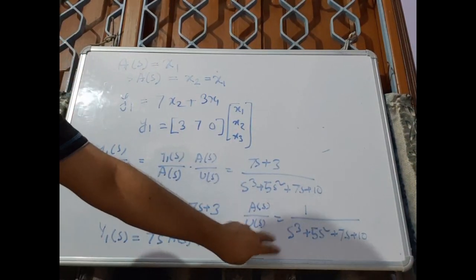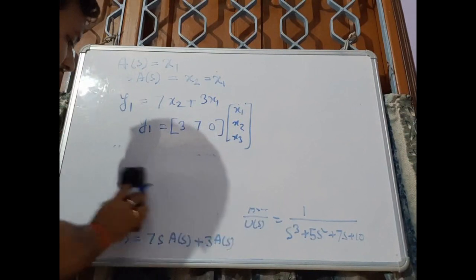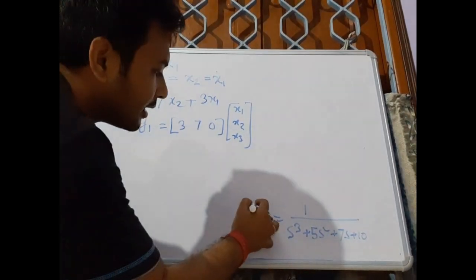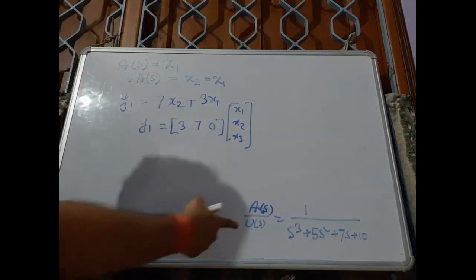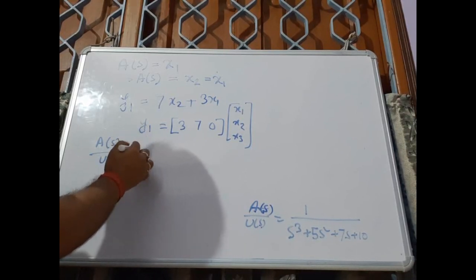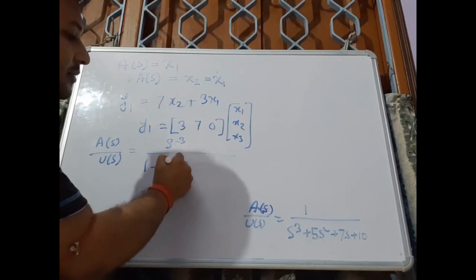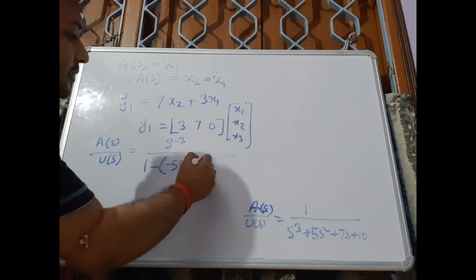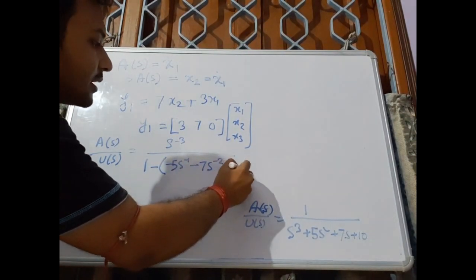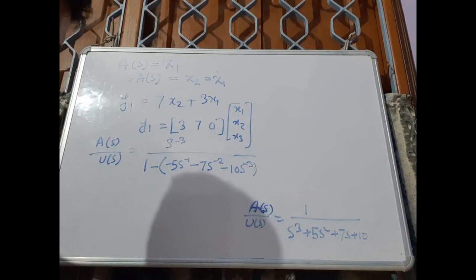Now the remaining part. This part is complete, so I erase this, and we have A(s) by U(s), and that is equal to, so A(s) divided by U(s) can be written as s to the power minus 3 divided by 1 minus of minus 5 s inverse plus minus of 7 s minus 2 minus of 10 s minus 3. This can be written like this.